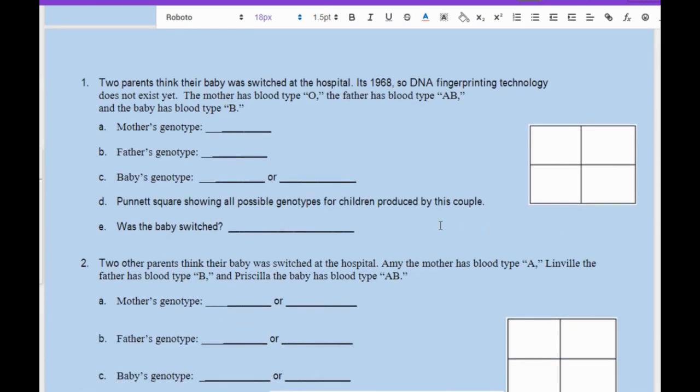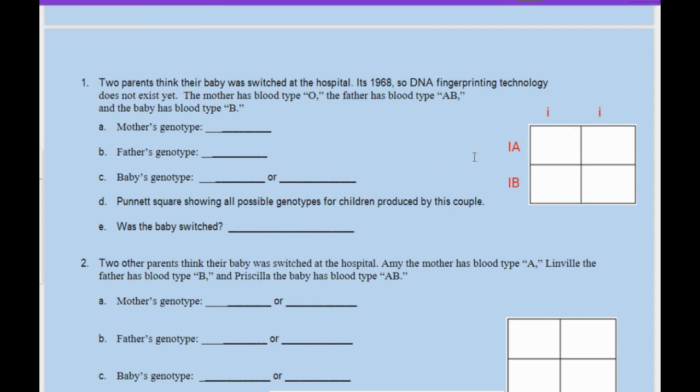All right, let's see this one. Parents think their baby was switched at the hospital. It's 1968, so there's no DNA. The mother has type O. Perfect. All right, it's easy. Type O. O allele, O allele. The father's type AB. So he's got an A allele, big I^A. He's got a B allele, big I^B.